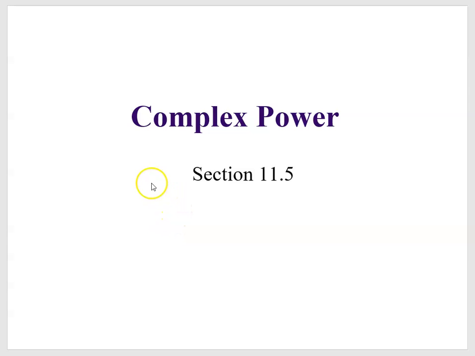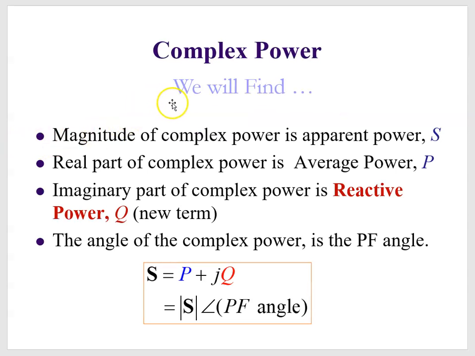In this video, we'll introduce complex power, or power as a complex number. We've introduced components of complex power already, all components except for one. So what we're going to find is that the magnitude of complex power is the apparent power. That's our S, or the magnitude of our phasor S. The real part of complex power is the average power. So we sometimes refer to average power as real power.